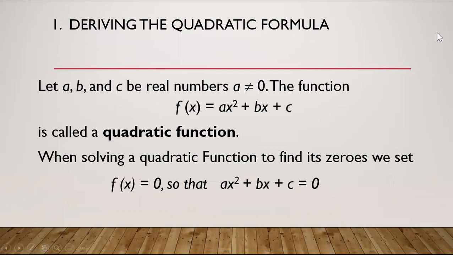So let's get started. Let a, b, and c be real numbers such that a does not equal 0. The function f of x equals ax squared plus bx plus c is called a quadratic function. It wouldn't be quadratic if a was equal to 0 because the x squared term would disappear, leaving only a linear equation. So we need a, even if it's just 1, so that x squared is also there. When solving a quadratic function to find its zeros, we set f of x equal to 0, so that ax squared plus bx plus c equals 0.